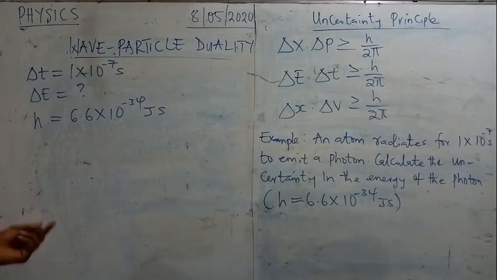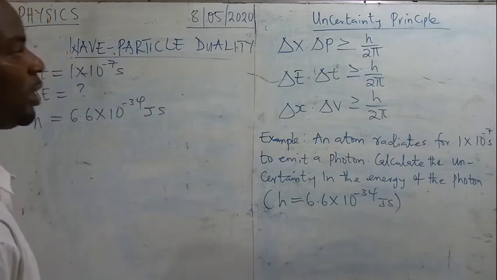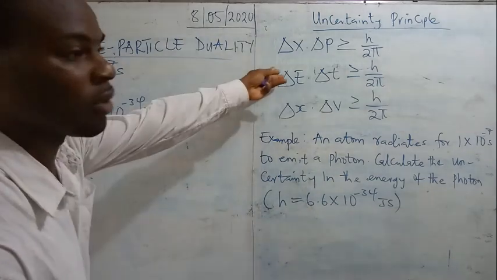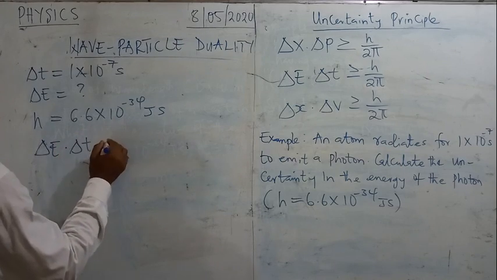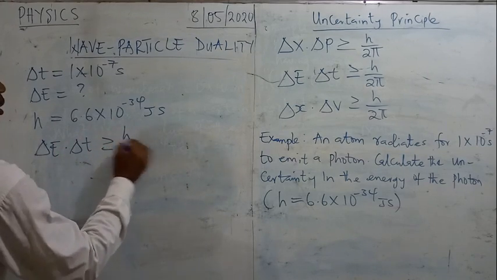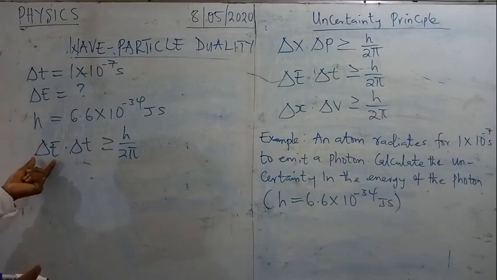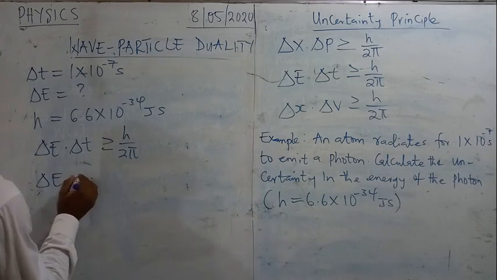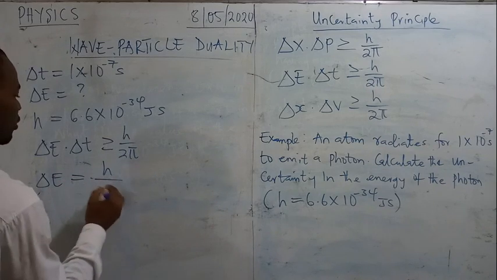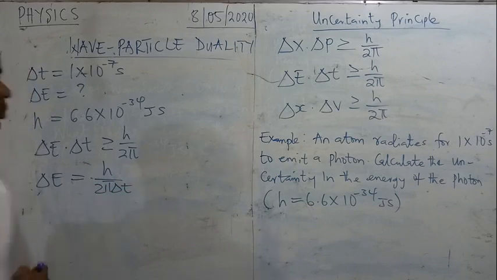Now, let's bring out our equation for the solution to this question. If we look at the three uncertainty equations here, the one that corresponds more is the second one. So we have that delta E multiplied by delta T approximately equals the Planck's constant. Now, if we make delta E the subject of the formula, we will have that delta E equals h all over 2 pi delta T.